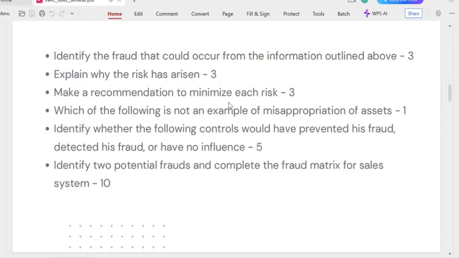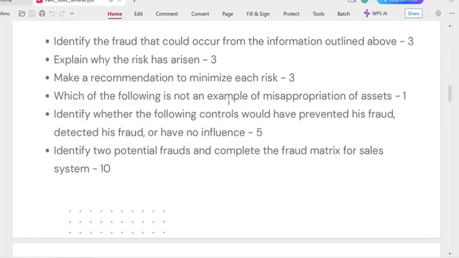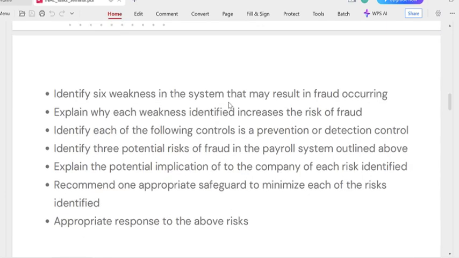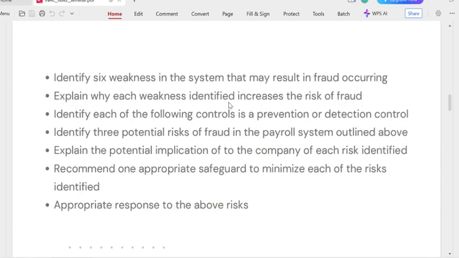Make recommendations to minimize each risk, that's prevention. Which of the following is not an example of misappropriation of assets? This means we need to learn misappropriation of assets. Then we have identify whether the following controls would have prevented this fraud, detected this fraud, or have no influence. So, again, we have prevention and detection. All right, cutting to the chase, the things are repeating themselves.